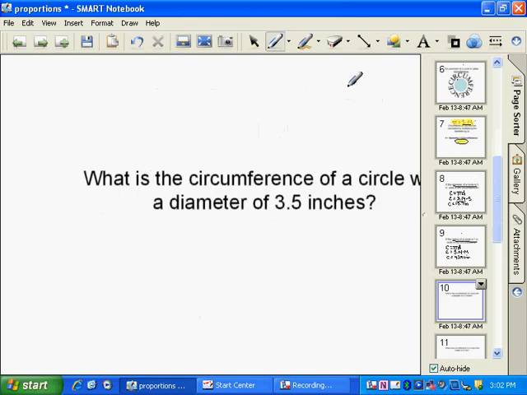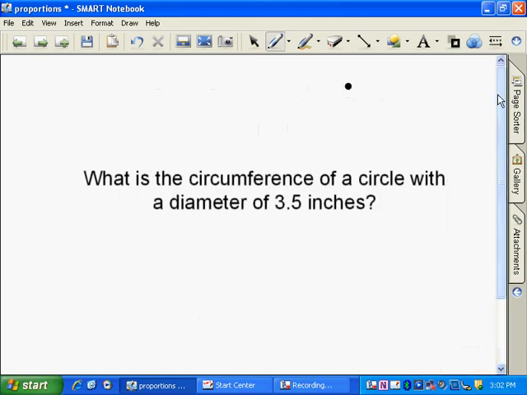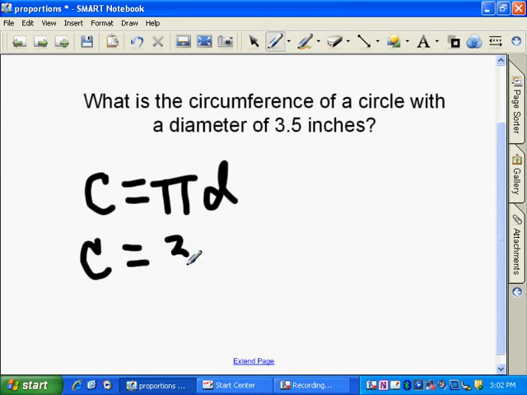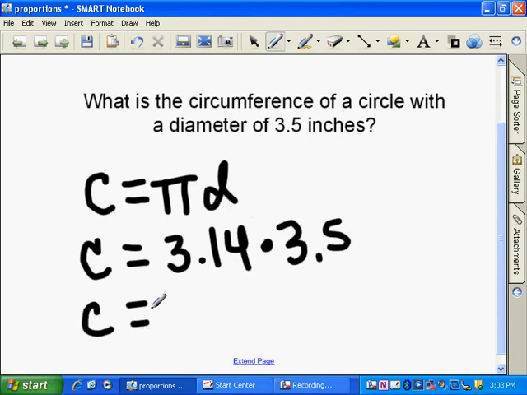Now, what about this problem we have? What is the circumference of a circle with a diameter of 3.5 inches? So circumference is equal to pi times diameter. So circumference is equal to 3.14 times 3.5. So I'm going to plug all this in my calculator. And I get 10.99, and then that's inches. So if a circle has a 3.5 inch diameter, then that means that it's 10.99 inches around.